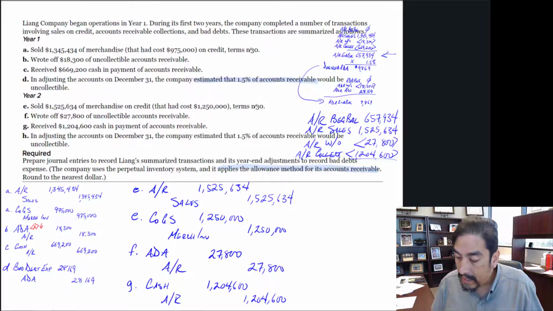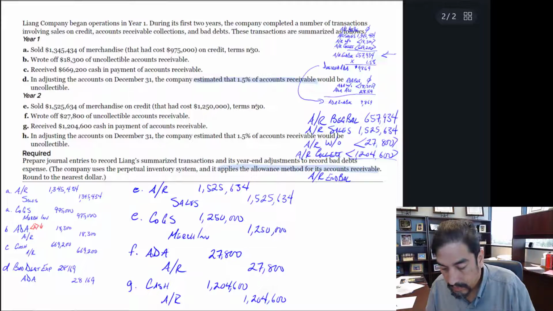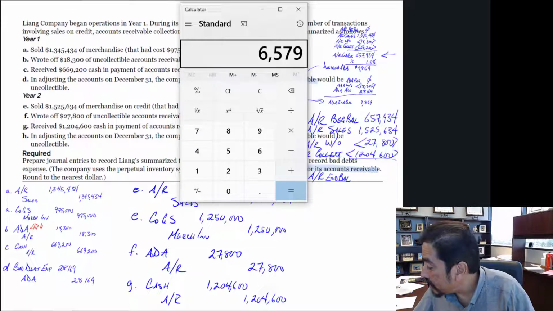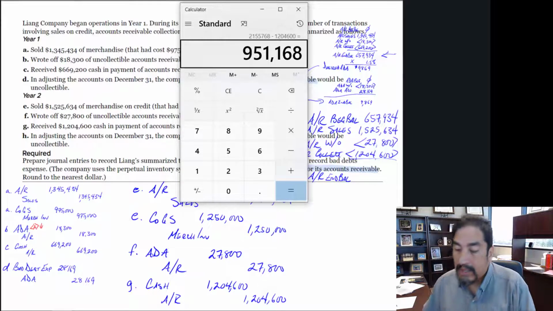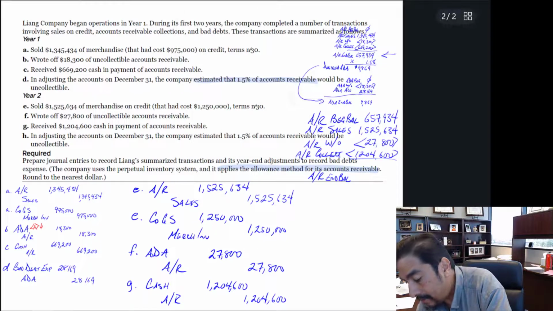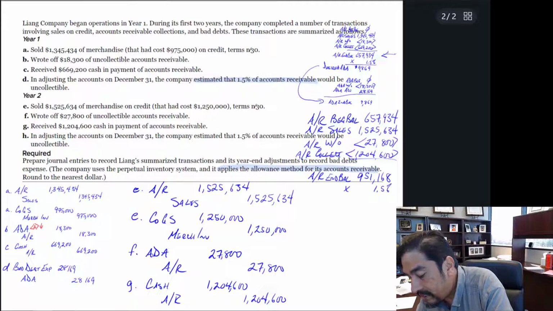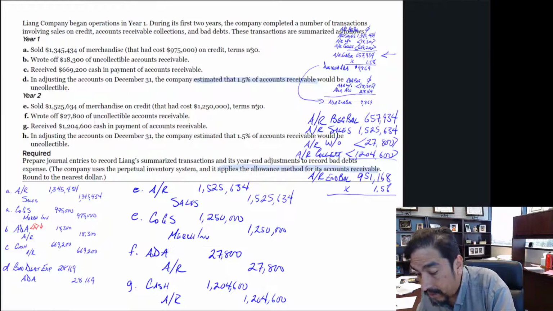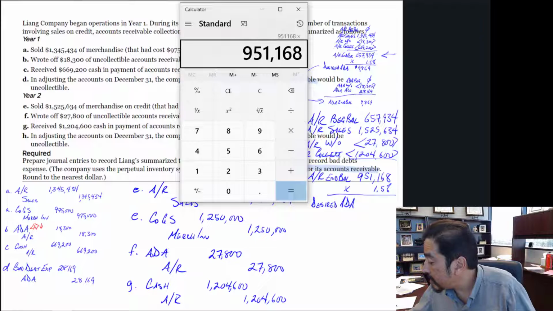Now I'm ready for my new accounts receivable ending balance. $657,934 plus 1,525,634 minus 27,800 and 1,204,600 is 951,168. 951,168 times the 1.5%, so I can get to my estimated bad debt, which is going to be my desired allowance for doubtful accounts ending balance amount. So that times 0.015.